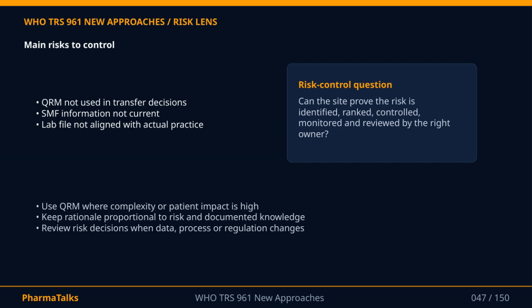To do this successfully, it's important to apply QRM, particularly in situations where complexity or patient impact is significant. The rationale for decisions should be proportional to the level of risk and supported by documented knowledge. Finally, risk decisions must be revisited whenever there are changes to data, processes, or regulations to ensure ongoing compliance and safety. This approach helps maintain a robust, proactive stance on managing key risks in line with the WHO TRS 961 guidelines.